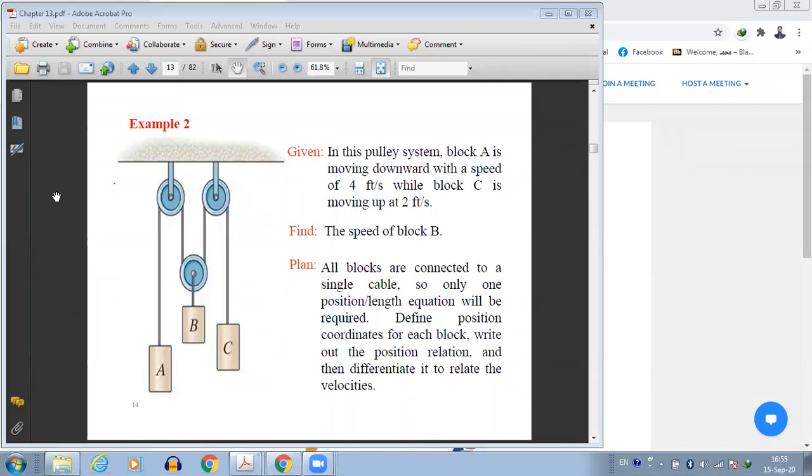So we did an example before. Let's have another example for a pulley system. Students, are you able to hear me? Yes, okay. In this pulley system, block A is moving downward with a speed of 4 feet per second, while block C is moving up at 2 feet per second. We need to find the speed of block B.